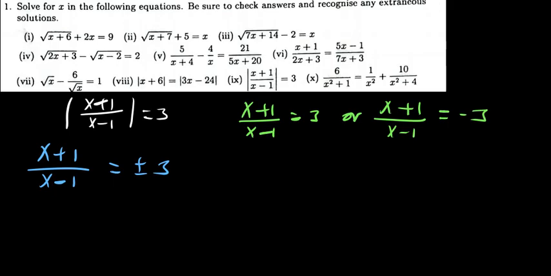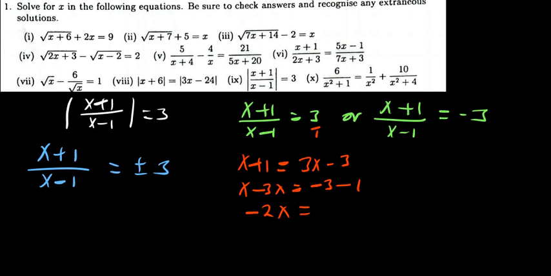So you solve now. I'll start with the one for positive. So I'll cross multiply in this case. Here there's 1. So if I cross multiply, I'll end up having x plus 1, the top part, is equal to 3 times x, which is 3x minus 3. So it will be x minus 3x is equal to negative 3 minus 1. This is going to give me negative 2x is equal to negative 4. I divide both sides by negative 2. x will be equal to 2.